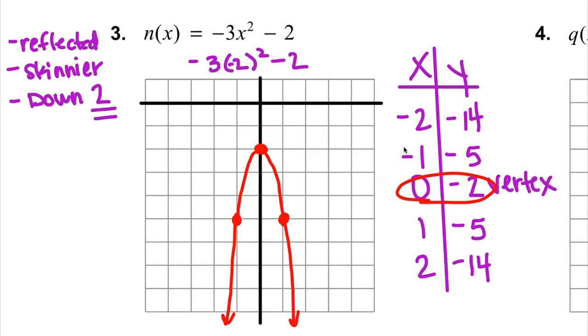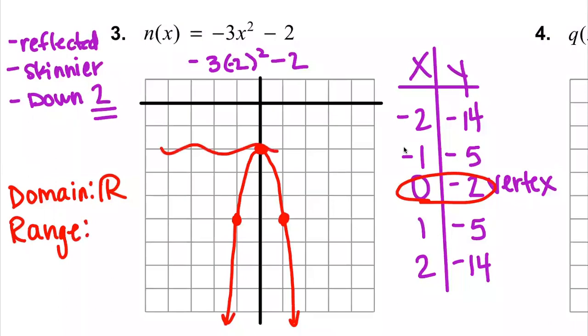Now let's talk about the range of this graph. We know that the domain is all real numbers, but let's talk about the range. Now we're upside down, so we only have y values from here and below. So our range is going to be y is less than or equal to -2, because our y values start at -2 and they're below.